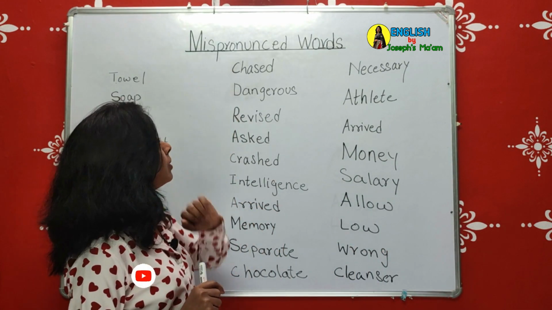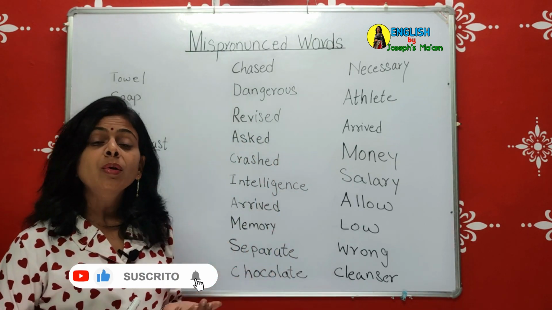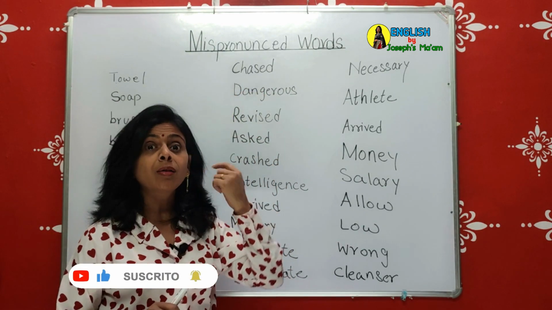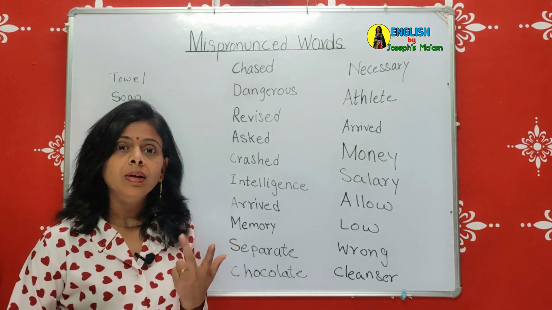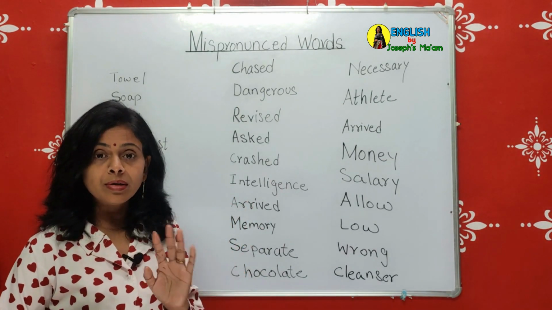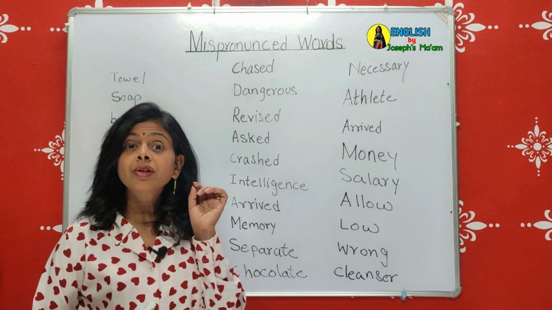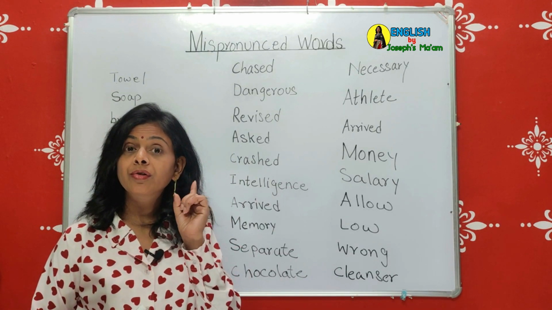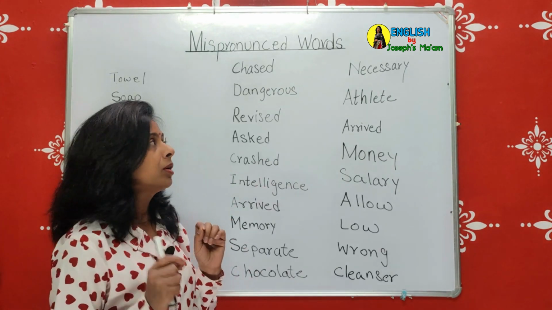Now next is, here is CHASED. Now when you say the D word is here, then why can't I say chased? It will not be chased, it will be chased. That again the T sound is heard here. Chased. Repeat after me. Chased. The word is chased.